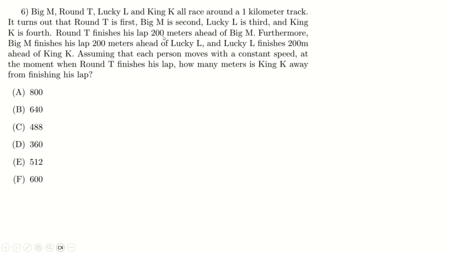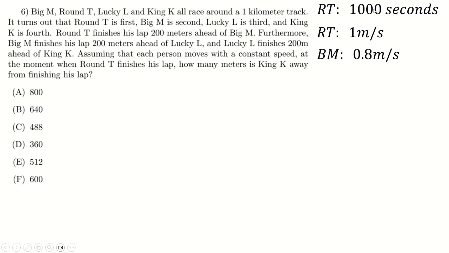Whenever I see questions like this, I always just make up numbers. So 1 kilometer track, let's just pretend that it took RT, which is this person, round T. Let's just pretend it took him 1,000 seconds, which means, of course, he was going at 1 meter per second. Now, that means if he finishes lap 200 meters ahead of Big M, that means Big M did 800 meters in that same 1,000 seconds.